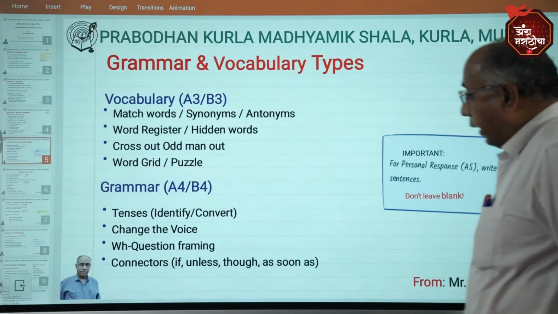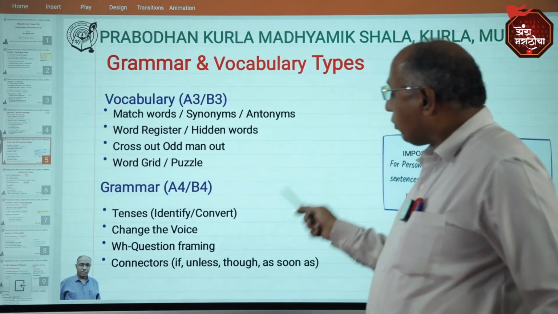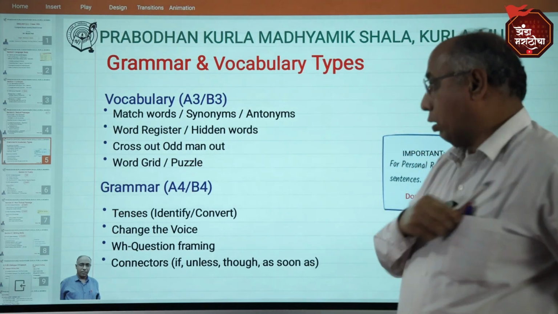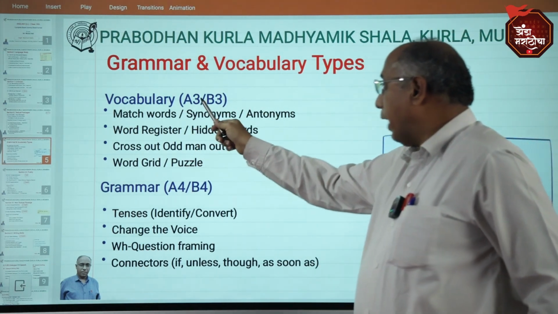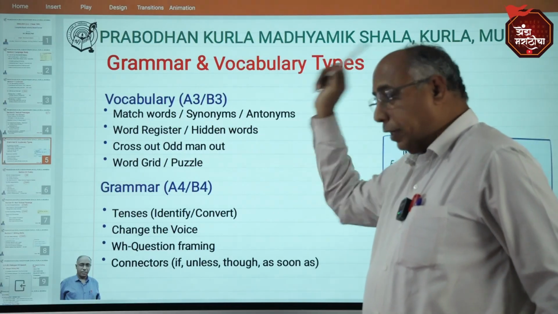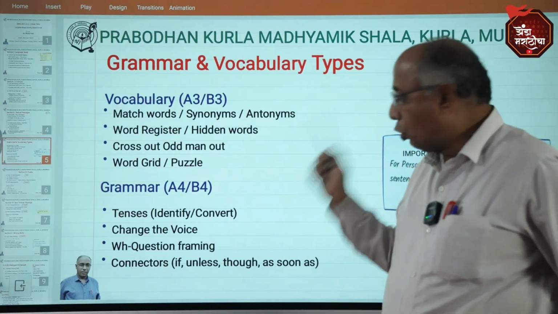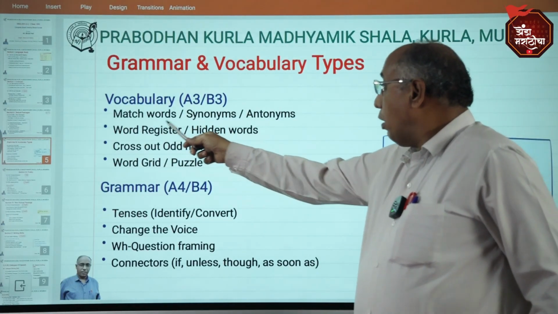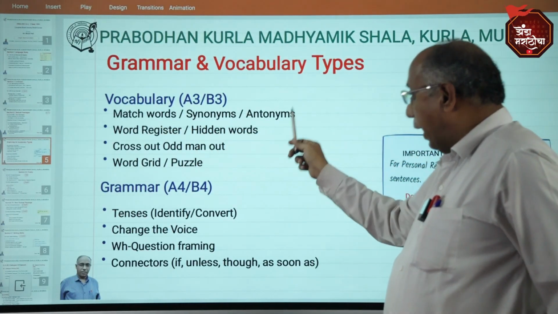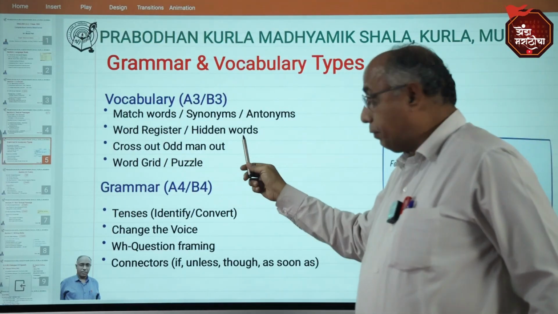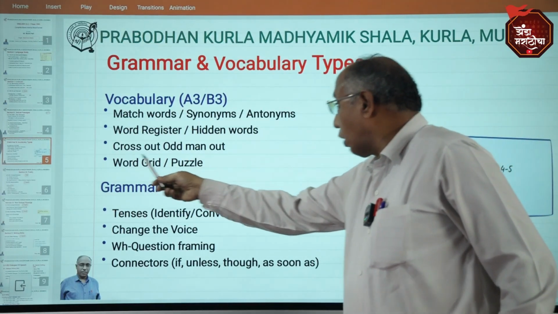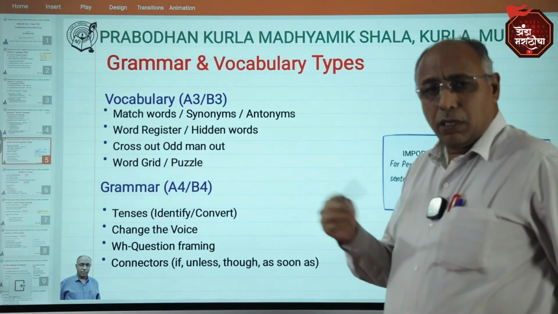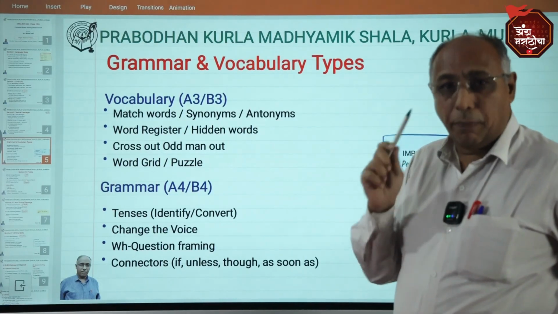Now, let us go and see that. Try to understand what grammar and vocabulary mean. The vocabulary section, that is activity 3, will be A3 or B3, passage 1 or passage 2. Vocabulary activity will include match the words, synonyms, antonyms, word register, hidden words, cross out, odd one out, word grid and puzzle. In this way, different types of questions will be asked, but you will have to complete that.